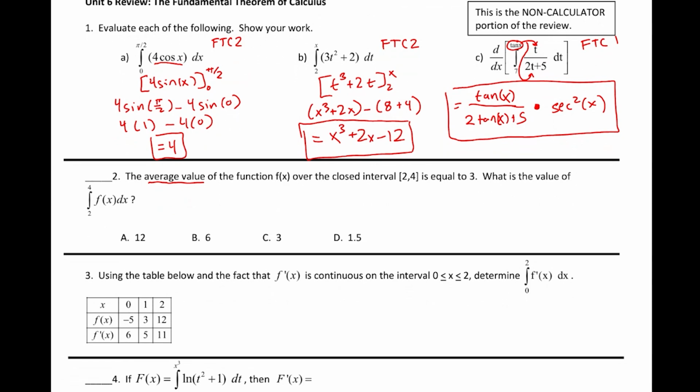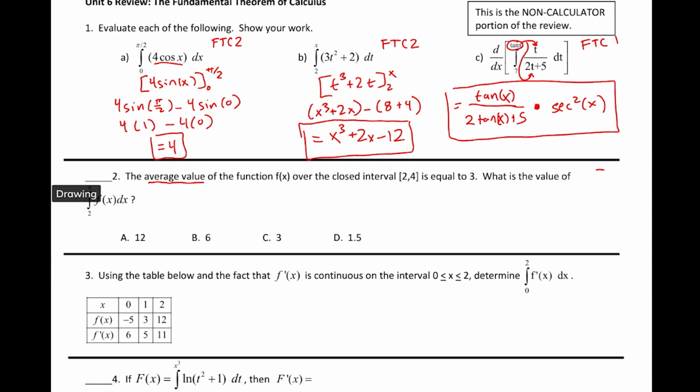Okay, so we are going to use FTC2 here. This is an FTC2 problem. We're going to set up basically, well, we're finding the average value here. Is this going to be an FTC2 problem? Hold up. Actually, let me think for a second. No, we're actually not going to use that.